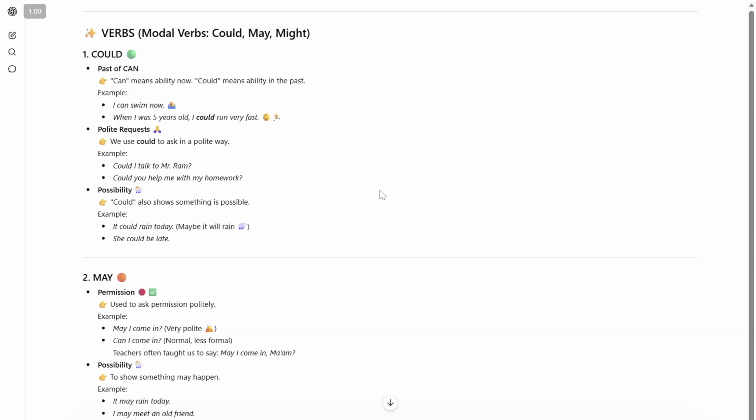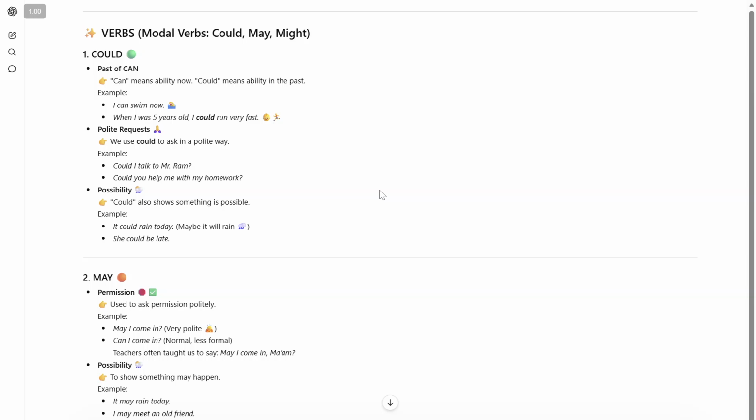Modal verbs: could, may, might. 1. Could, past of can. Can means ability now. Could means ability in the past. Example, I can swim now. When I was 5 years old, I could run very fast. Polite requests. We use could to ask in a polite way. Example, could I talk to Mr. Ram? Could you help me with my homework? Possibility. Could also shows something is possible. Example, it could rain today. Maybe it will rain. She could be late.